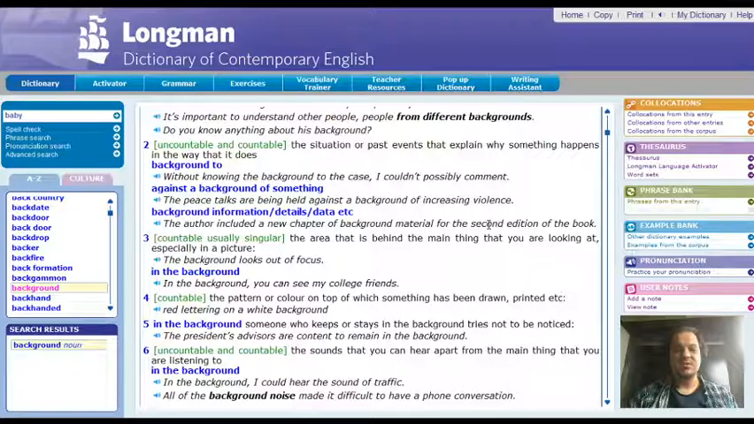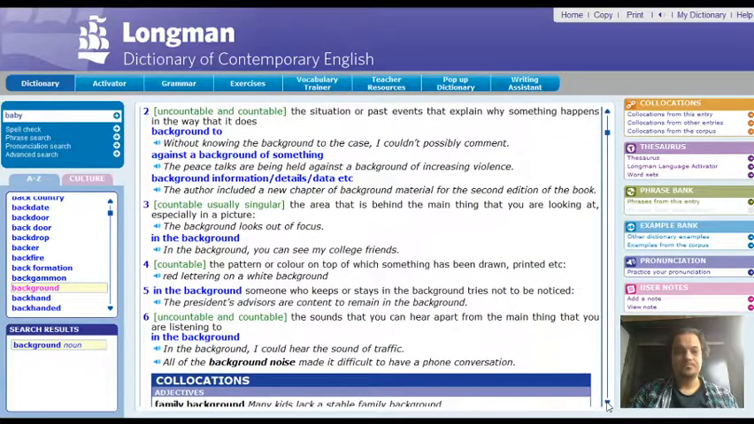Countable, usually singular. The area that is behind the main thing that you are looking at, especially in a picture. The background looks out of focus. In the background you can see my college friends. So background means behind, also in a picture. Okay, so you can see a person standing there, but in the background is a nasty factory where she works.